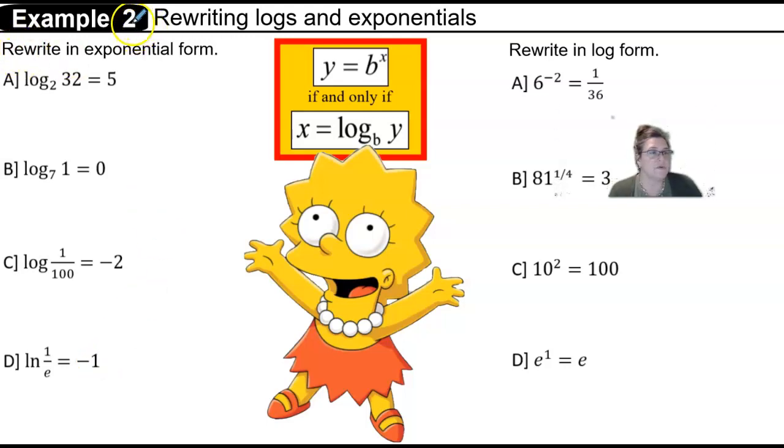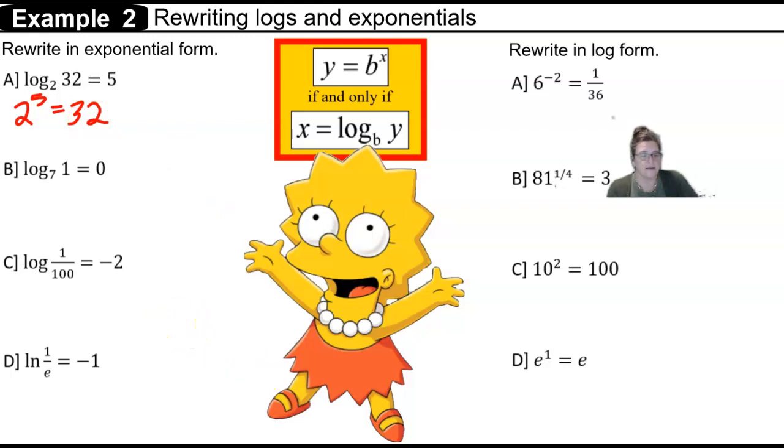So in example 2, we want to rewrite these log equations in exponential form. The log base 2 of 32 equals 5. Since the base is 2, then we have a 2. The answer to the logarithm is the exponent, so the exponent on the base is a 5. And then the argument of the log, the 32, is the answer, and that would mean that 2 to the 5th power equals 32, which is true, so that works.